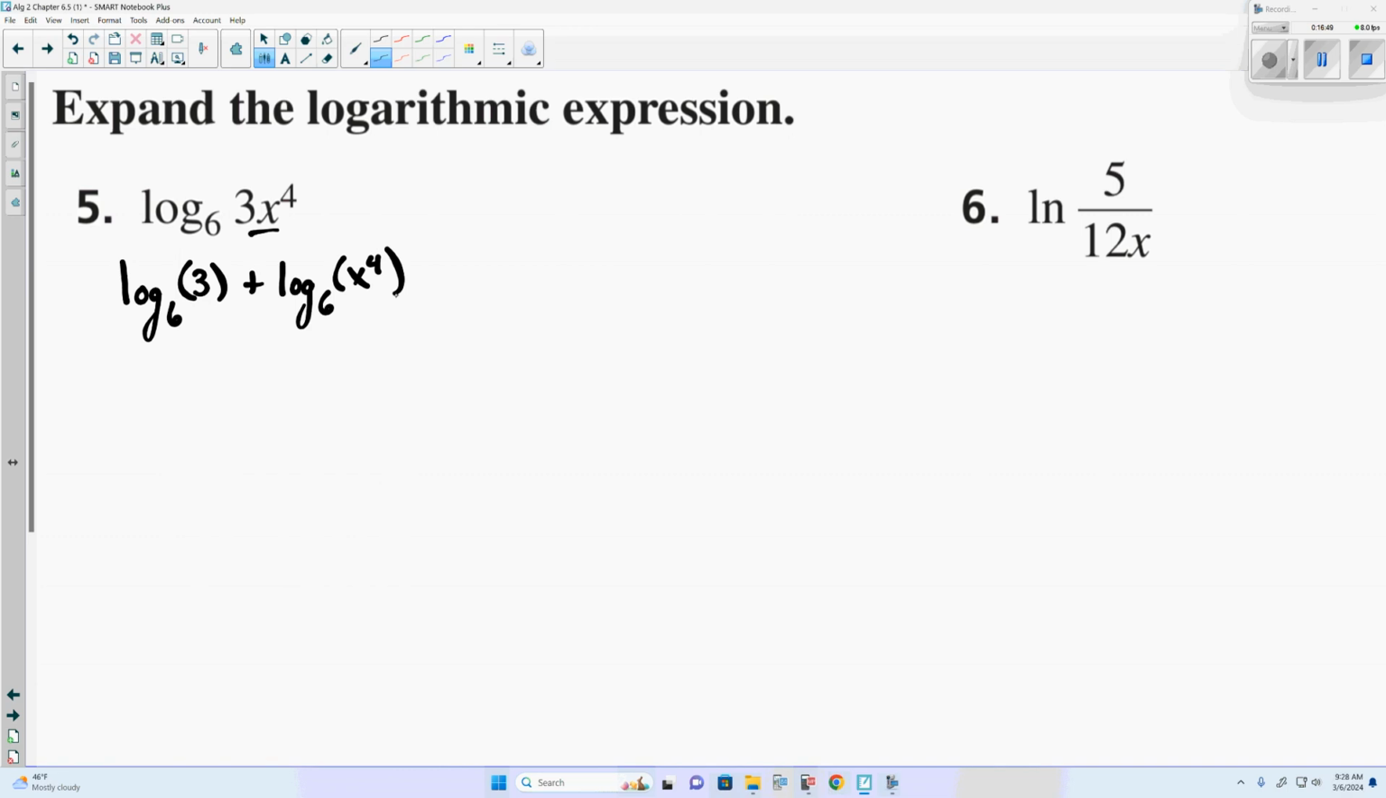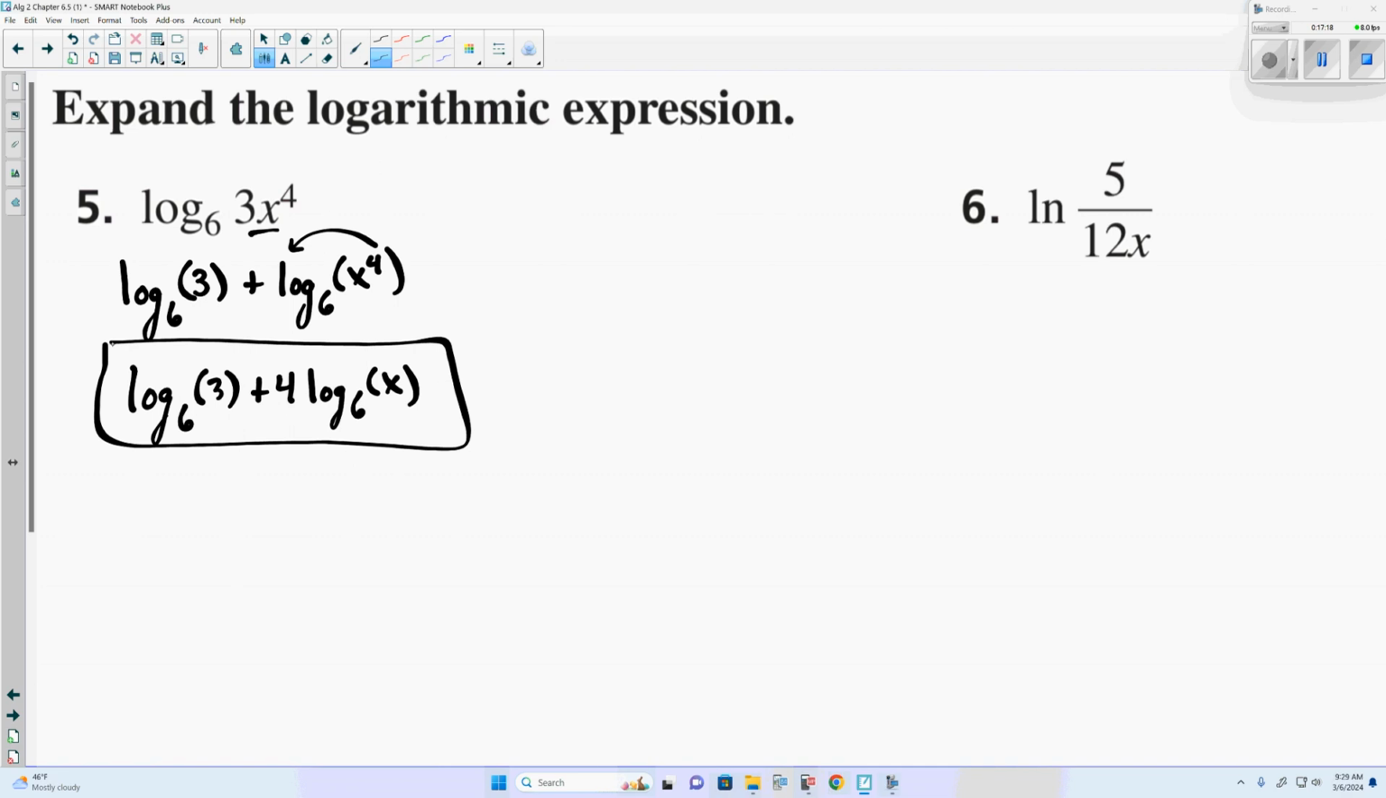Then we're going to do product first, which we split apart. We finished that. Now we're going to do power. Power states that we take this 4th power on x and move it to the front. So we have log base 6 of 3 plus 4 times log base 6 of x. Questions on this here?